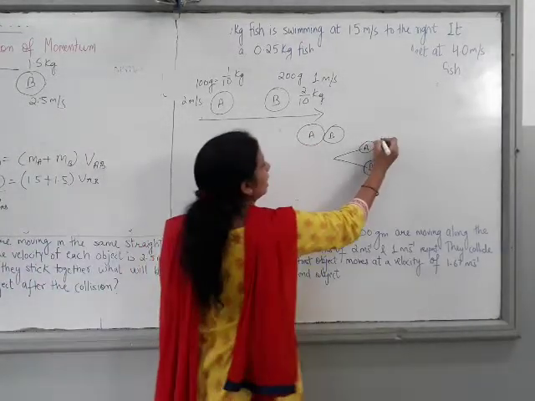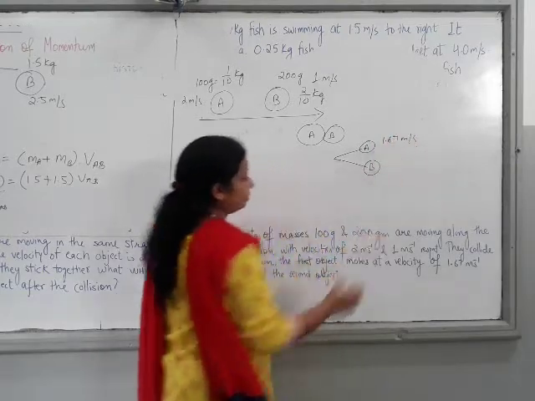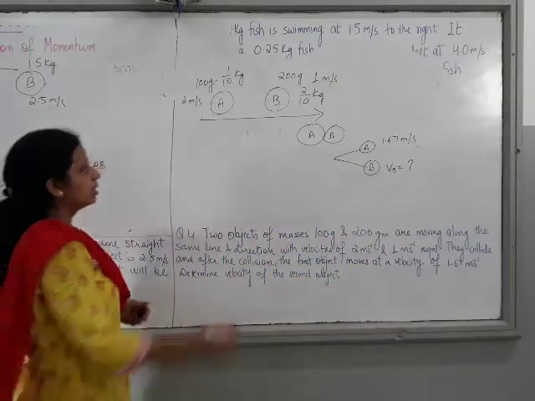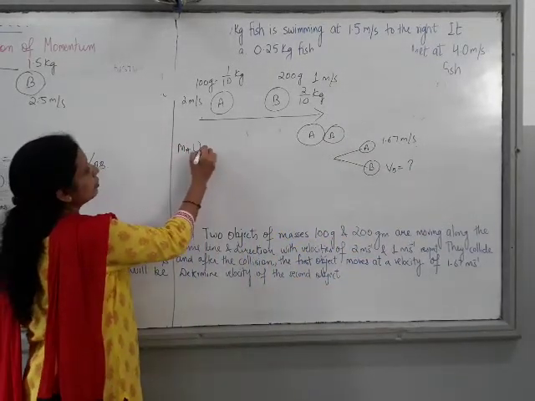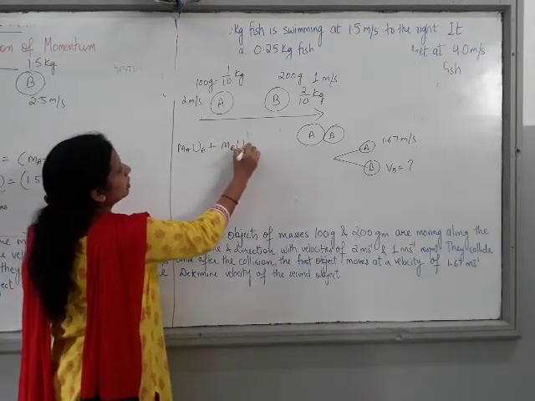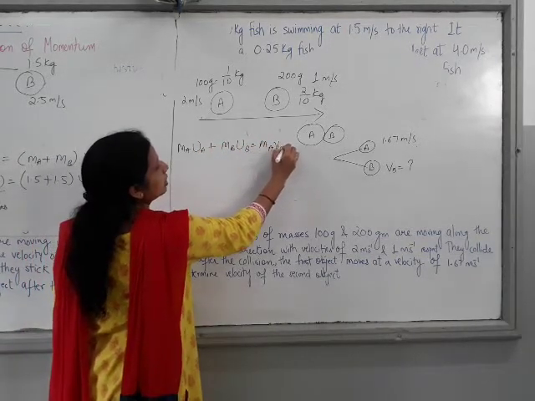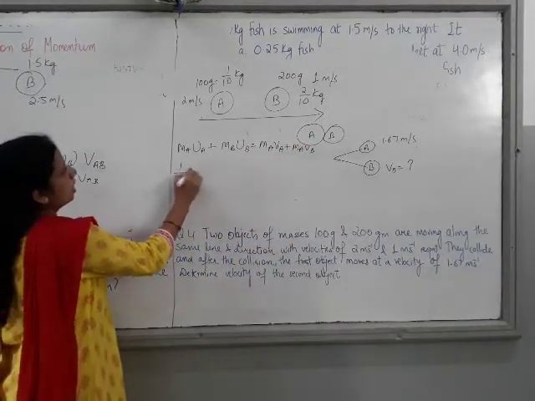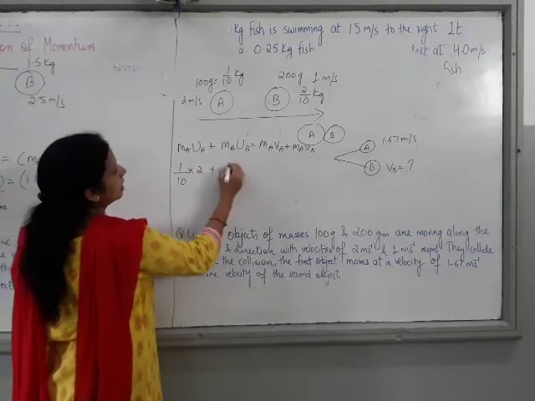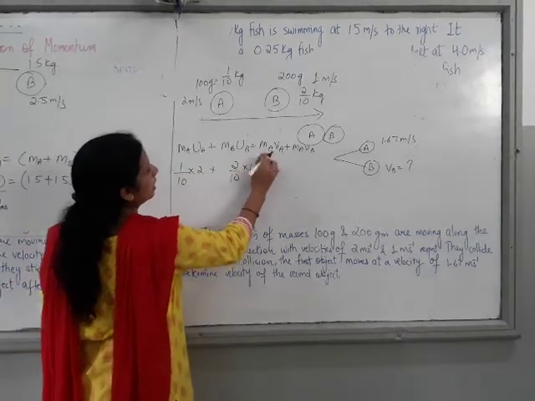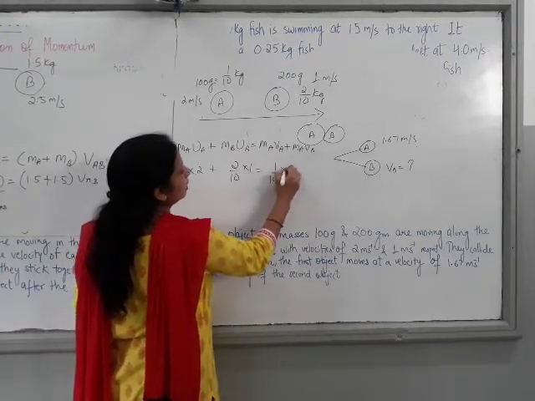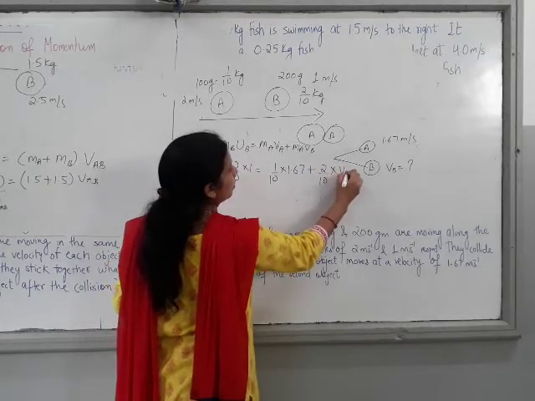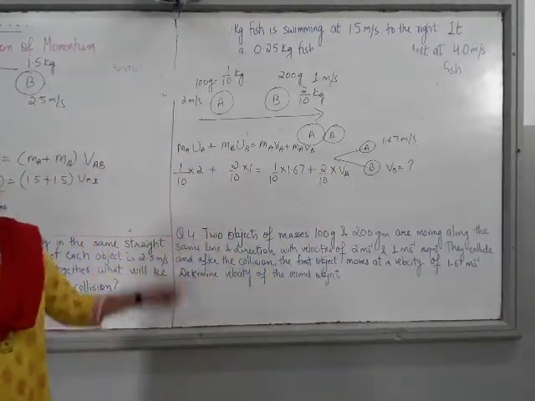Now after collision A will move with a velocity of 1.67 meters per second. This vB you have to find. So now the same conservation of momentum equation. Because they are moving in the same direction, you don't have any minus sign here. Simply put in values: 1 by 10 into 2 plus 2 by 10 into 1 equals 1 by 10 into 1.67 plus 2 by 10 into vB. Again, what you have is a linear equation, and this is what you have to solve.